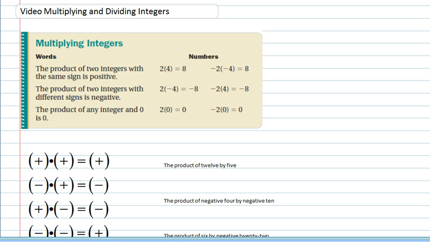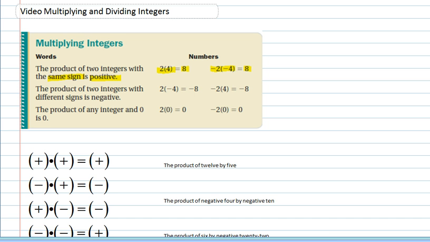If you have the product of two integers with the same sign, the answer is positive. So in this example, we have 2 times 4. They're both positive, so my answer is positive 8. If I take negative 2 times negative 4, then I also get a positive 8.